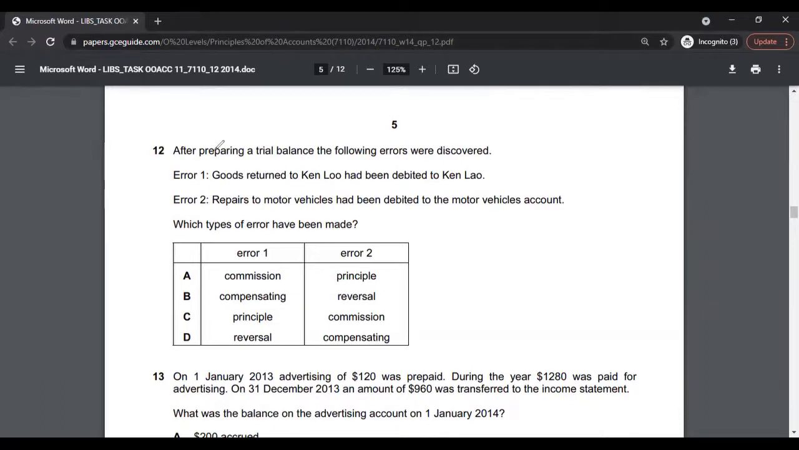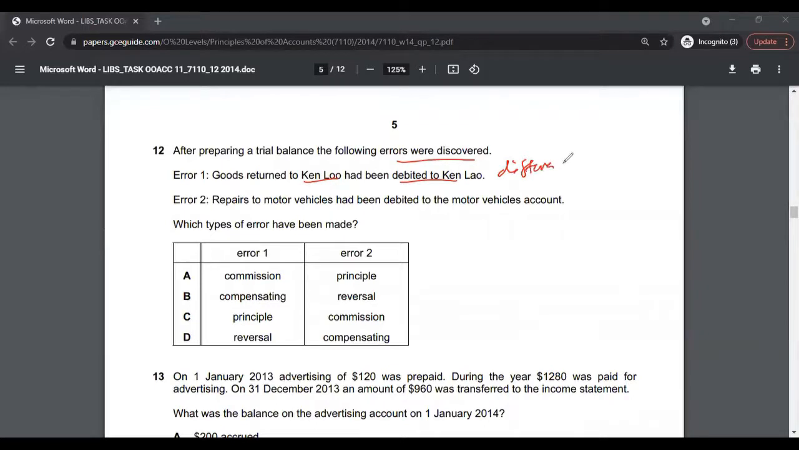Multiple choice 12. After preparing a trial balance, the following errors were discovered. Error 1, goods returned to Ken Lu had been debited to Ken Lao. So basically a different customer. This is called error of commission. So if you see there's only this one option, you can actually eliminate B, C, and D, and the answer to multiple choice 12 is option A, without even looking at what the error 2 is.